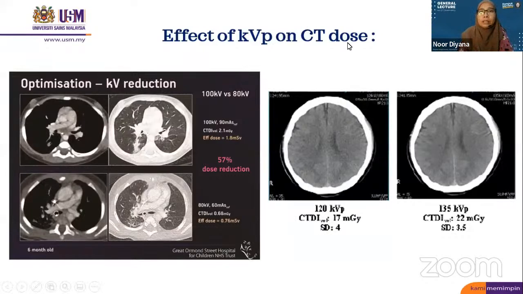So the first parameter is the kVp. If you increase the kVp, the CTDI will increase, and then the effective dose will also increase. For example, here we have two images, one using 120 and another one using 125 kVp. So the CTDI volume is increased as the kVp increases. Same as here, if you reduce the kVp and reduce the mAs, it actually reduces the dose to about 57%.